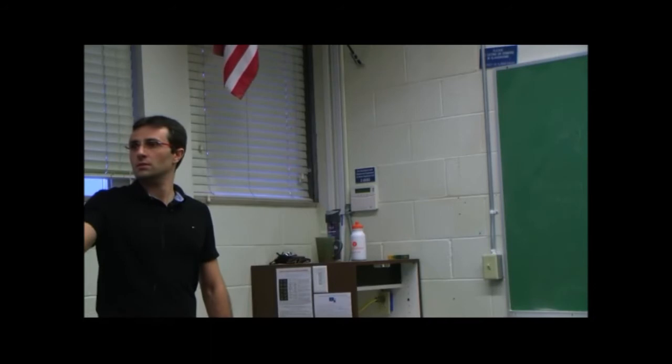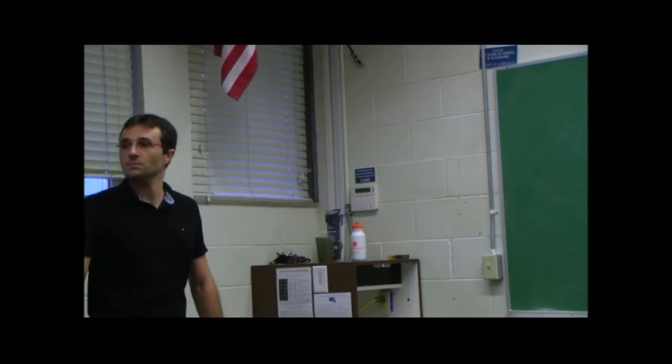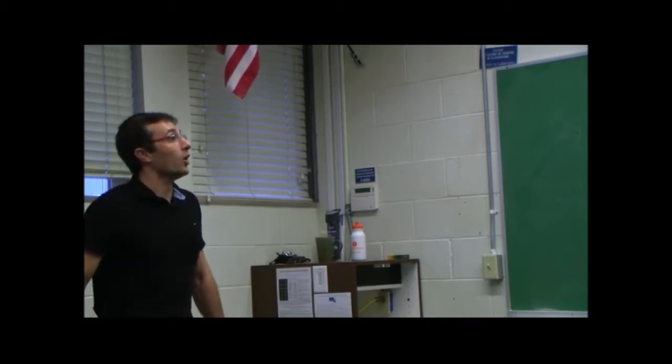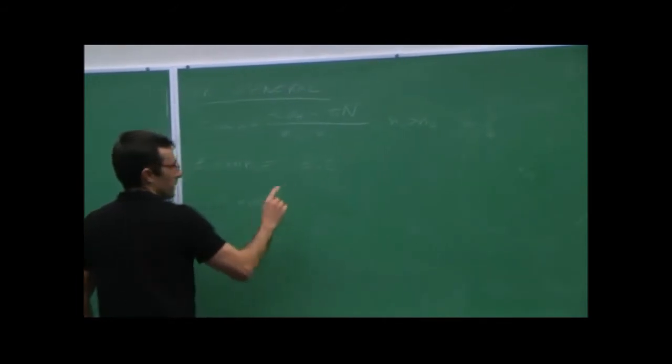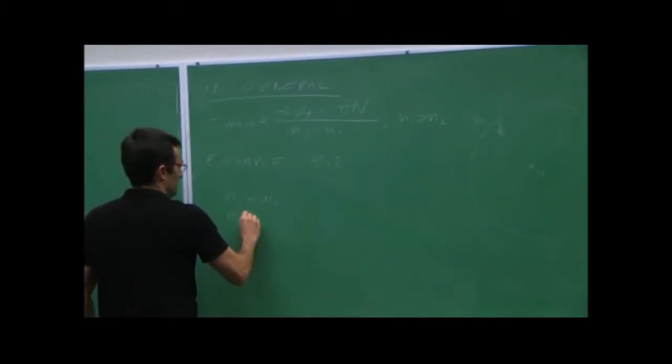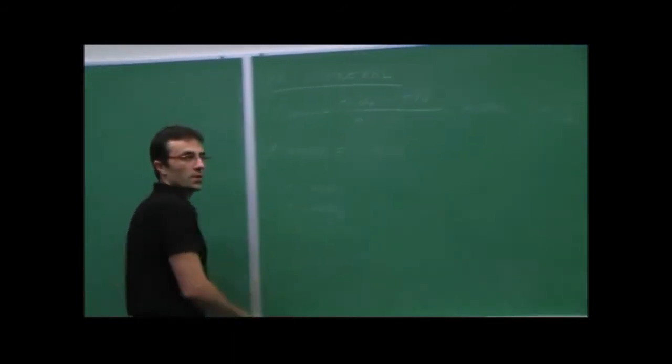Was there a question? No? What's N2 and N1? Oh, N2 and N1? N1 is basically omega 1, the angular velocity of planet 1 around the sun, and N2 is omega 2. Yeah.